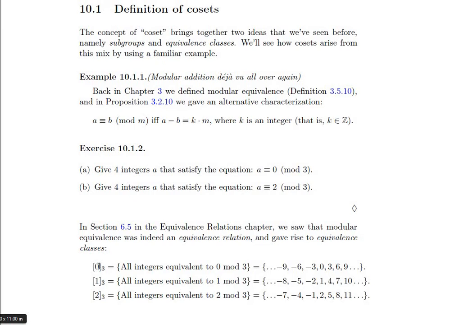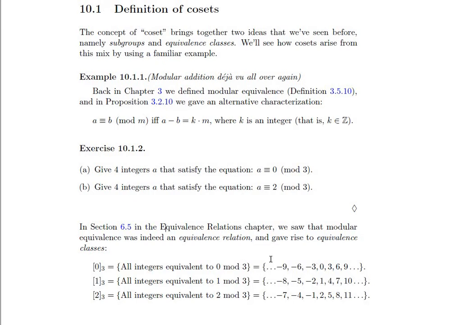The integers equivalent to 0 mod 3 are all multiples of 3. The integers equivalent to 1 mod 3 are all multiples of 3 plus 1. So every element in this set is 1 plus an element in the first set. The integers equivalent to 2 mod 3 are this set, in which every element is 2 plus an element in the original set, which is the equivalence class of 0.